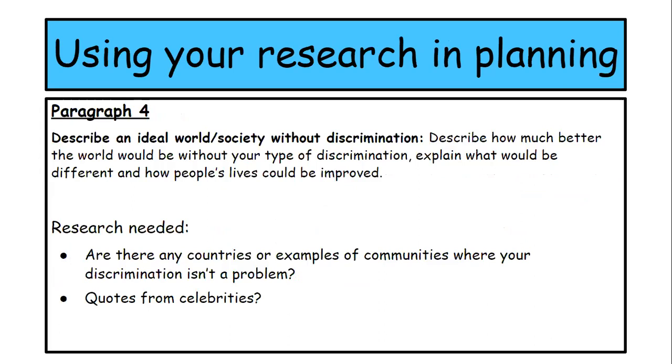Okay, paragraph 4, we now want to get on to describing the ideal world or society without this type of discrimination. So I want you to think about how much better the world would be without your type of discrimination, explain what would be different, so what that world would look like and how people's lives could be improved.